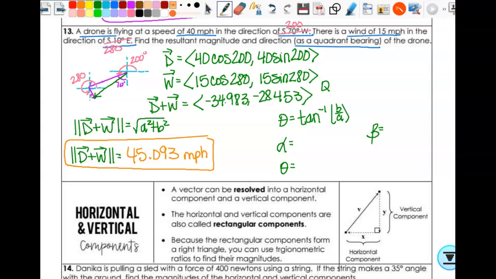Are there any questions about the magnitude? I feel like if there's going to be any, it's going to be about the angles. So are we all good with the magnitude? All right, so let's talk through the angles. I'm going to take the tangent inverse of b over a.